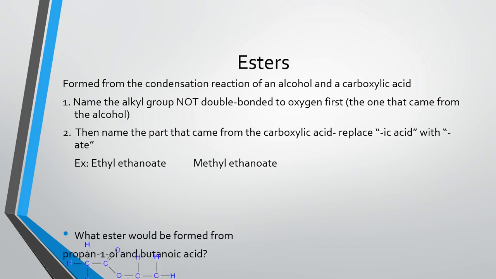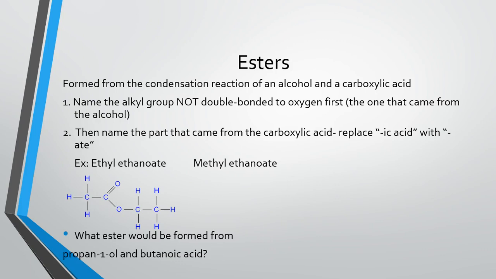So ethyl ethanoate looks like this. All right, so look carefully. On the right side, we see the alkyl group that does not have a double bonded oxygen. So that came from the alcohol, so that's where the ethyl is coming from. Then we see the part that came from the carboxylic acid. So that's a 2-carbon chain as well, so that's why we're going to call it ethyl ethanoate.